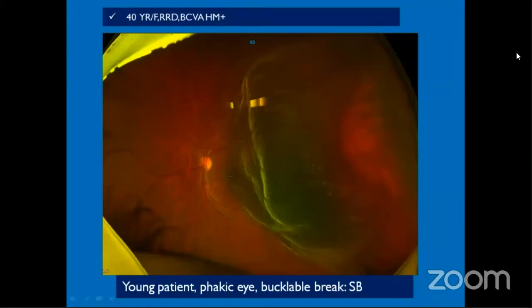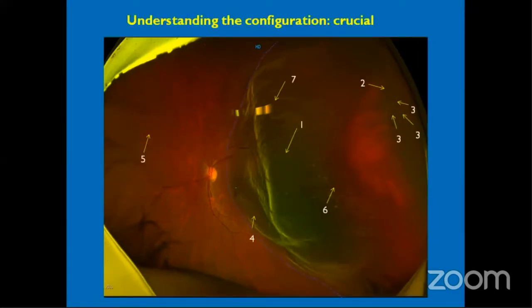As we can see here, this is the case of a 40-year-old male with a bullous RD, and there is a break here, lattice with a break here. So one may consider pneumoretinopexy or scleral buckle. Actually, a closer look revealed that there are multiple small holes at the periphery as well. The vitreous PVD is clinically not there. Young patient, phakic patient, the treatment of choice should be scleral buckle.